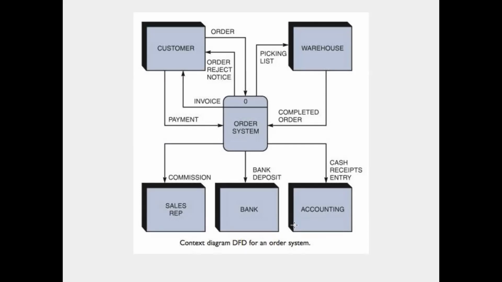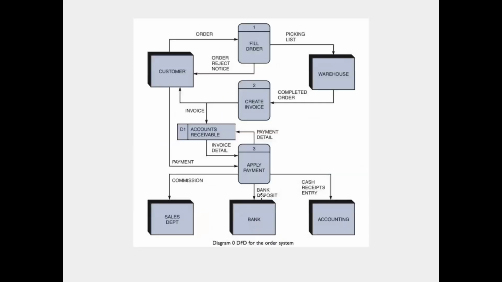Let's take an example for the order system as well. So here we have one main process. There are three sub-processes under the main one, the order system. The first one is filling the order, the second one creating the invoice, the third one applying the payment. So during fill order, you get the order from the customer. You check in the warehouse whether the items are there. If the items are not there, then you are going to reject the order.